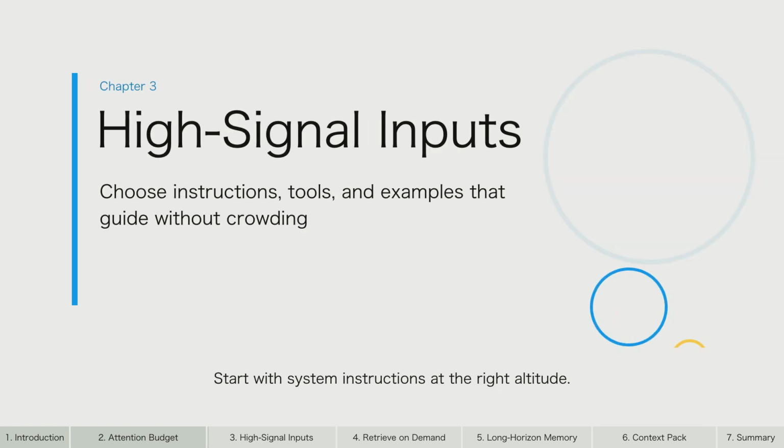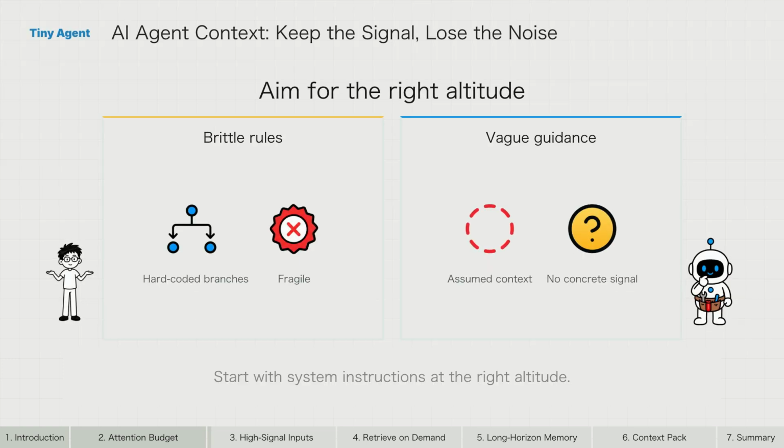Start with system instructions at the right altitude. At one extreme, a prompt hardcodes every branch with brittle if-else logic. At the other, it says something vague like "do a great job" and assumes the agent shares your unstated expectations. The useful middle gives clear goals, boundaries, and heuristics while leaving room to reason.